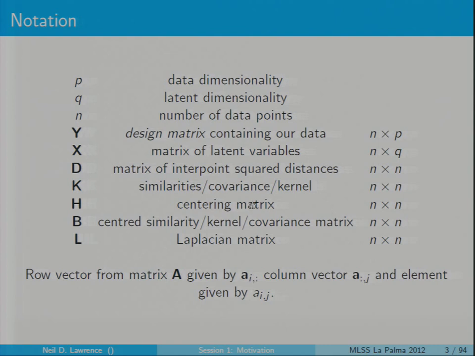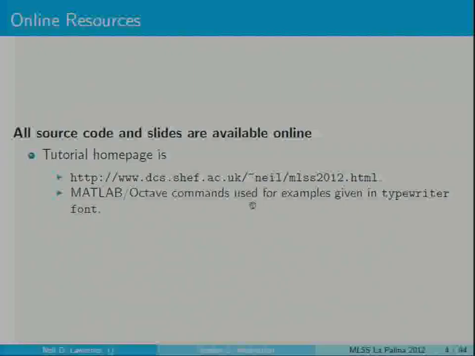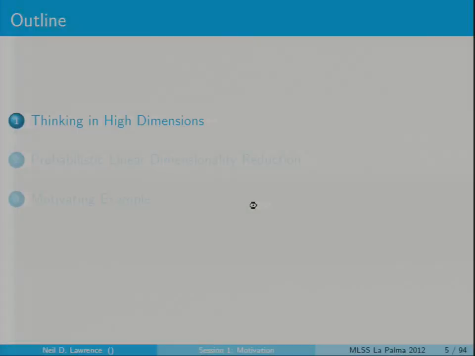And then I'm going to use this MATLAB style notation to differentiate between columns of A and rows of A. So a_i: is the row of A, but as a column vector. And this is a column of A as a column vector. And then the element of A is a_ij. Okay, so the source code and stuff is online.